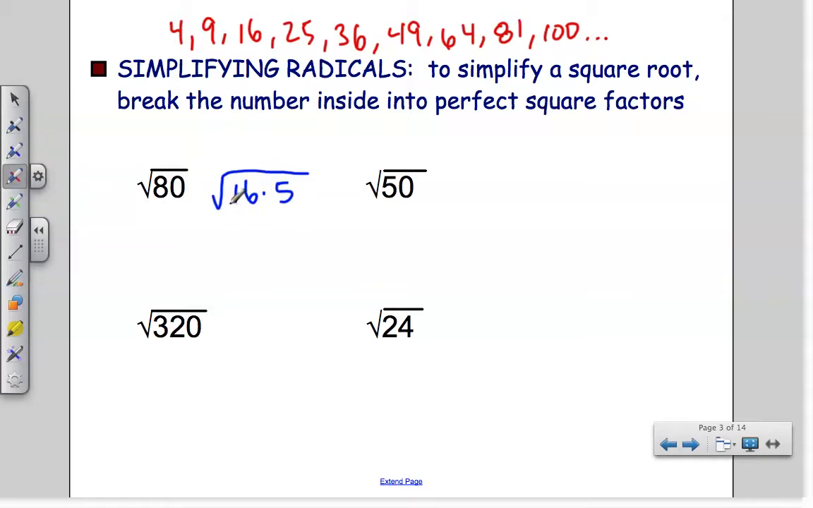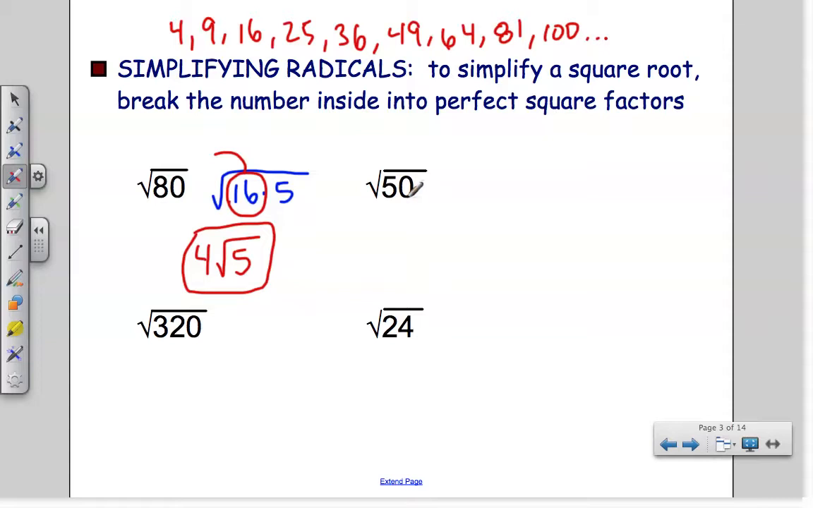Now why did I do that? Because I can take the perfect square of 16 out of here. The square root of 16 is 4. And left in the square root is just that 5. Now this is a simplified radical because I took out as much as I could from inside the square root. 5 does not have any perfect square factors, so I can't go any further. But I took out that 16, square root of 16 was 4.